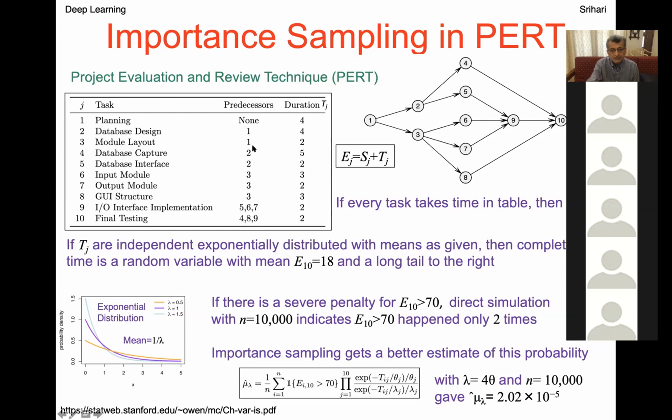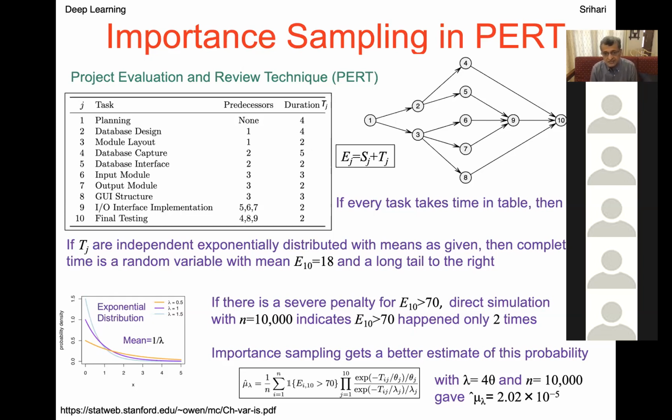And the duration of each of these, it says 4, 4. So what is the duration of each of these tasks? And perhaps the predecessor start time maybe. So there are predecessor values, duration values, and these are all being factored in. And so it says, here is your task. Planning is the first stage, and then you have database design and module layout here, and then database capture and so on. And 10 is when you get to final testing, everything has been put together.